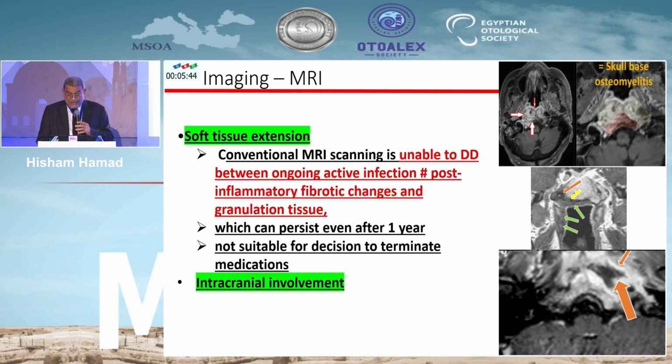Conventional MRI is unable to differentiate between ongoing active infection and the post-inflammatory fibrosis and granulation tissue, which can also persist for about 1 year, and it's not suitable for decision to terminate treatment.